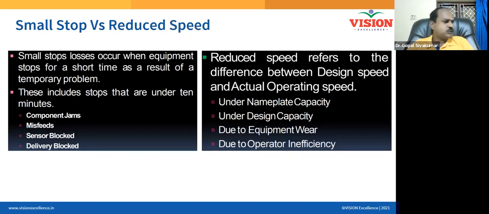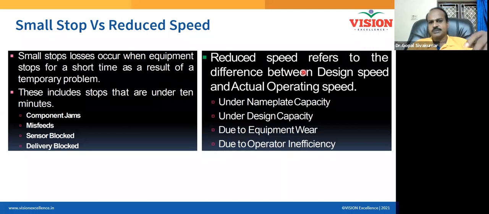Next, small stop versus reduced speed. What is small stop? Small stop losses occur when equipment stops for a short time as a result of a temporary problem. These small stops are under 10 minutes. Small stop means under 10 minutes. A component is jamming and feed is given wrongly. A sensor got blocked and a delivery got blocked. These are all examples of smaller stoppages. You will correct it very fast.